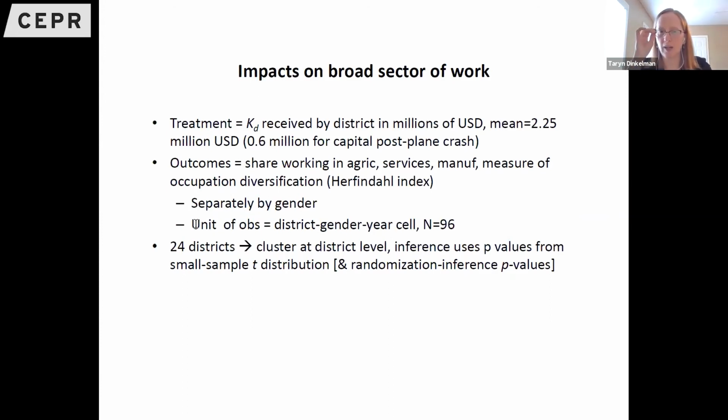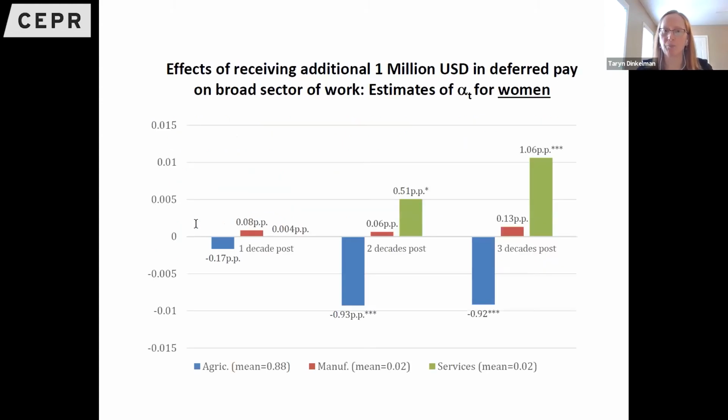So I'm going to show you our results now with all the controls, but just to sort of fix magnitudes here, the average amount of money coming back into each district was about $2.25 million. And we're going to look at outcomes separately by gender. We're going to deal with our standard errors in the way to take account of the small number of districts as well. So here's our results for women.